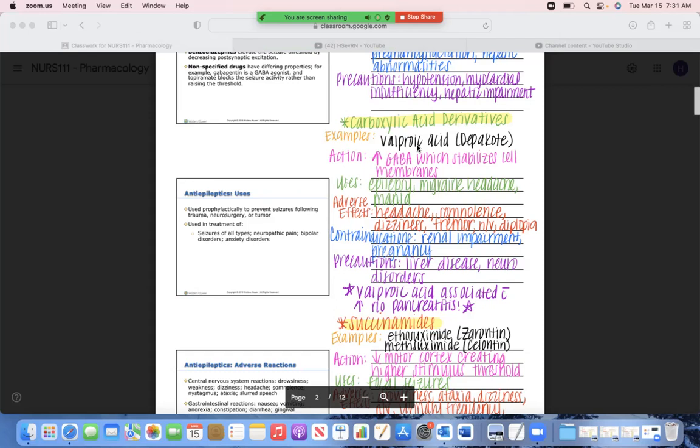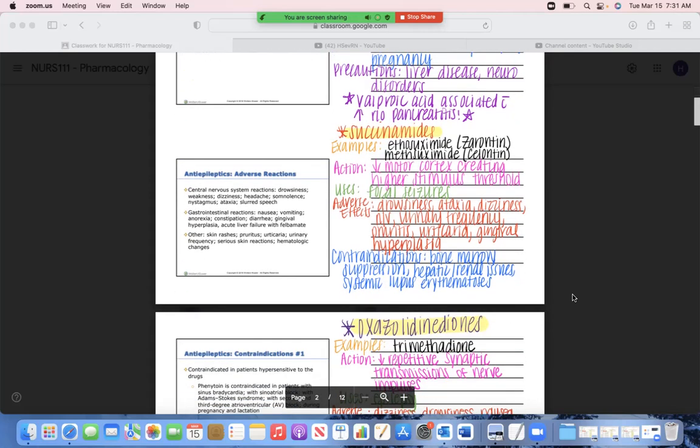Adverse effects of valproic acid: headache, somnolence, dizziness, tremor, nausea, vomiting, or diplopia, double vision. Contraindications: who should not have it? Someone who has kidney issues or someone who's pregnant. We want to be careful in people that have liver disease or a neuro disorder. Just a fun fact: valproic acid has been associated with an increased risk of pancreatitis development. So be aware of that. If your client has chronic pancreatitis, they probably should not be on valproic acid.